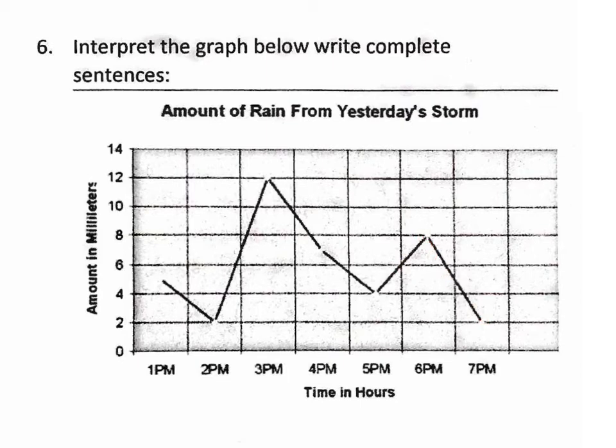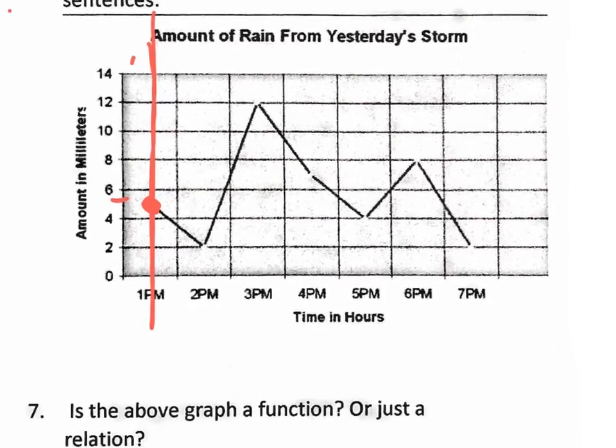If, let's say this were the y-axis right here, yeah? What could he tell me about the y-axis? When did we start recording? At 1 p.m. and at about how many milliliters? 5 milliliters, right? Okay. So it's good that we know how to interpret graphs.